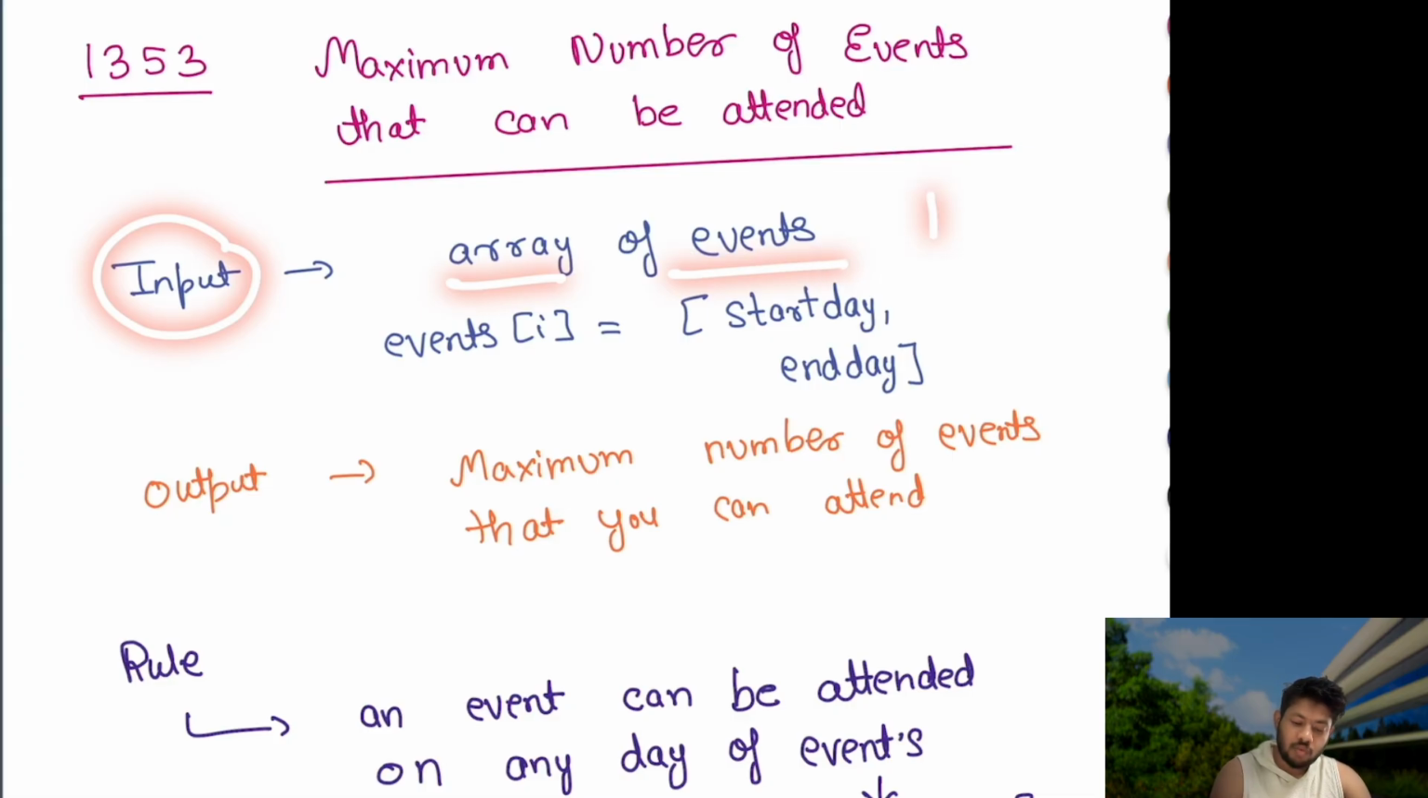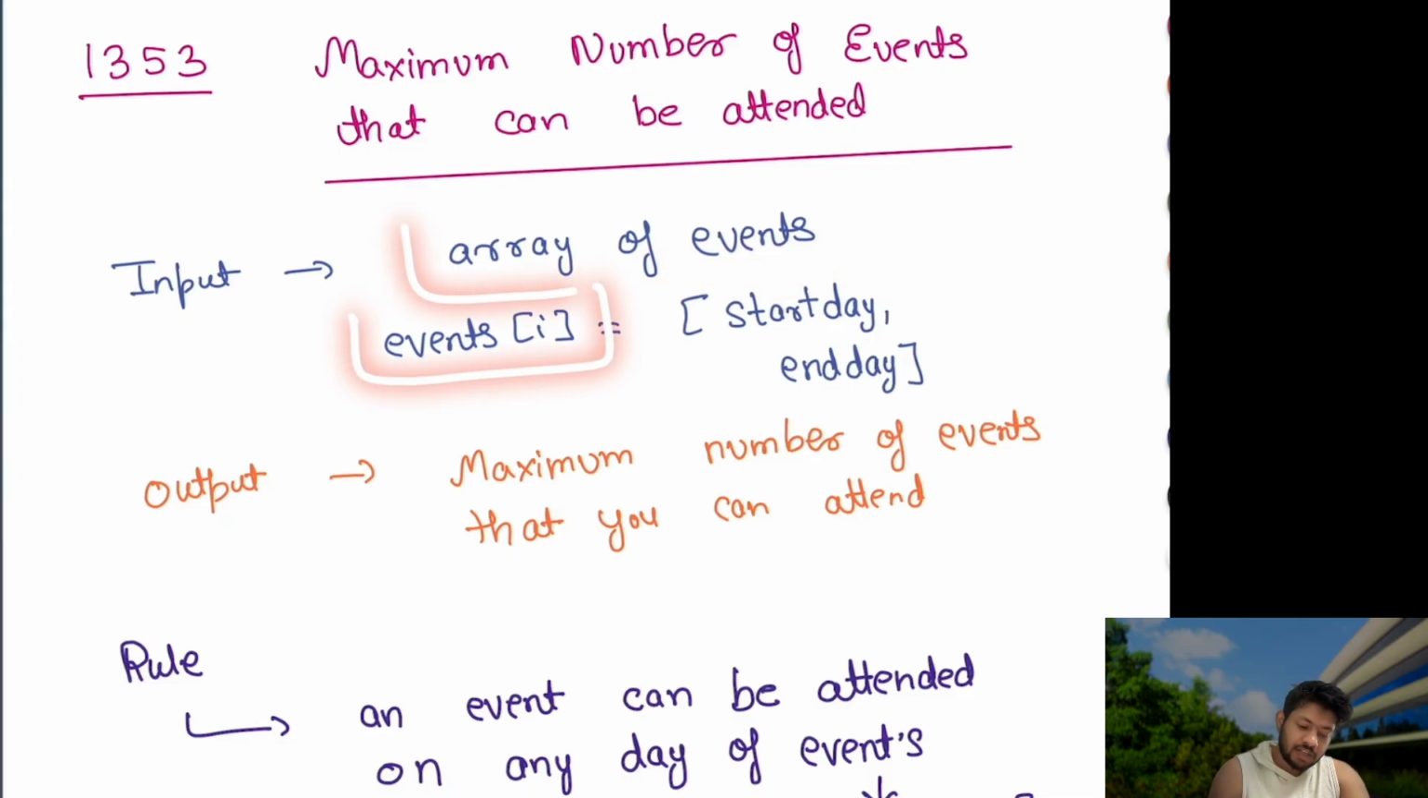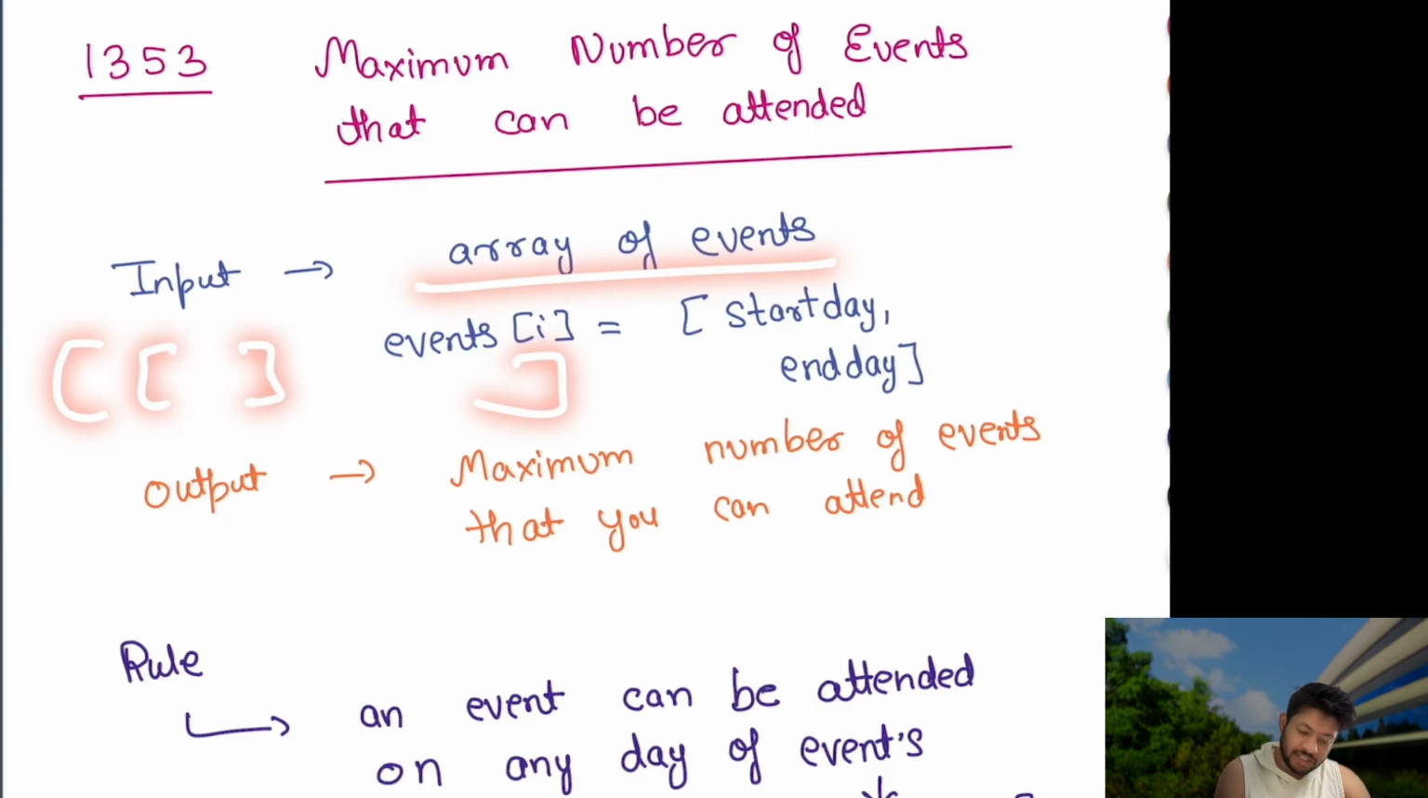Basically, we are given just one input, and that input is an array, and this array is representing some events. Every event in this array is itself an array of two elements: the start day and end day. So there is an array of events as an input, and every event itself is an array of two data, the start date and the ending date.